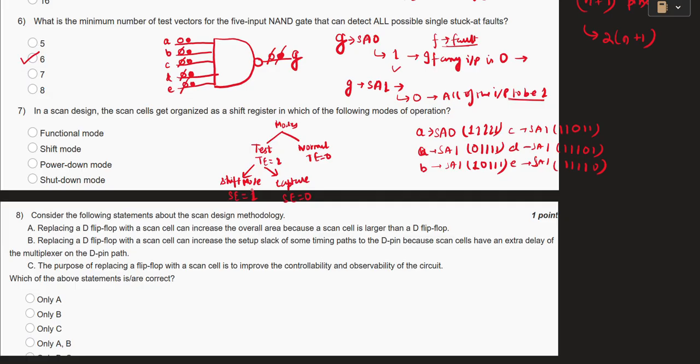In shift mode, we give the test vectors so that each intermediate pin of the circuit, which contains flip-flops and combinational logic, can get initialized. So the question is asking in which of the following modes the scan cells get organized as a shift register. It is the shift mode, right? Through this branch diagram, you are able to see this is the shift mode.